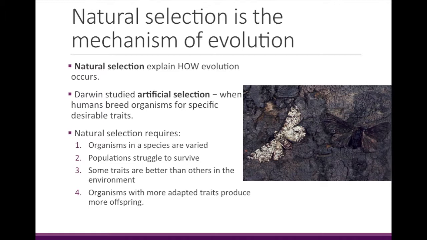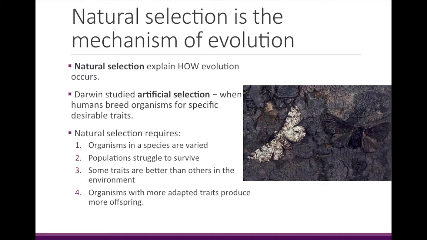It's important to note that if a trait is good or not depends on the environment. If these moths lived on light-colored trees, then the dark one would be not as well adapted as the light one. One trait is not better than the other strictly. It depends on the environment that they live in.